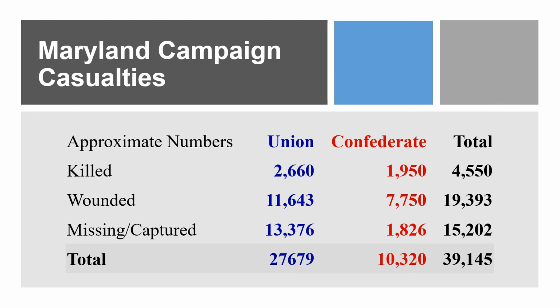The Maryland campaign resulted in an inordinate amount of casualties. The chief battle again being the Battle of Antietam. Most of the wounded and killed resulted from the Battle of Antietam, while most of the missing and captured resulted from the Battle of Harpers Ferry, which had all 12,000 Federal troops captured.